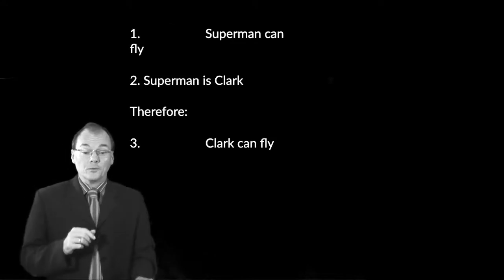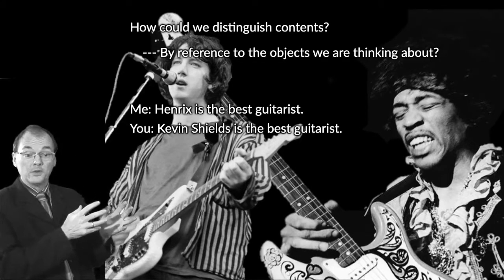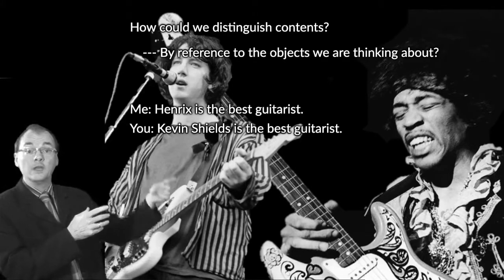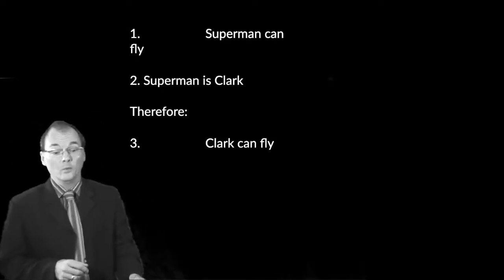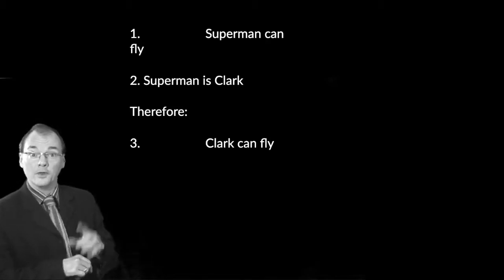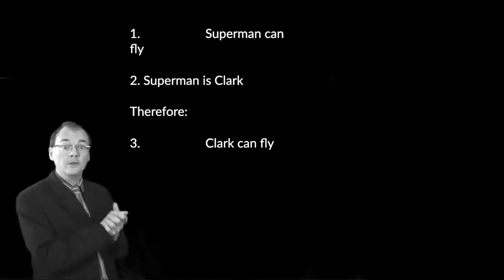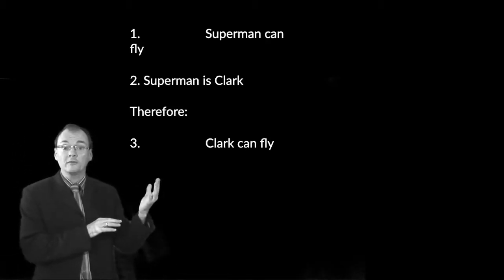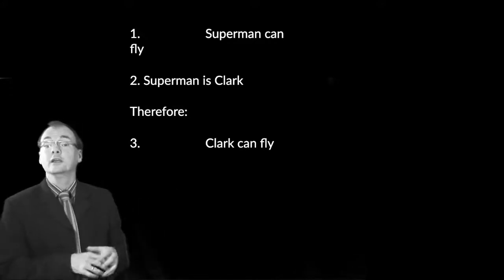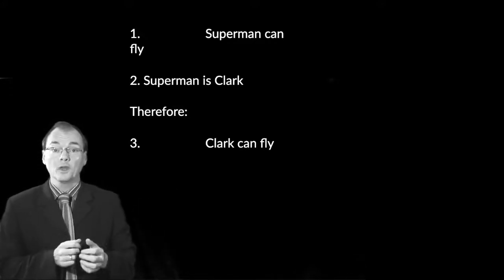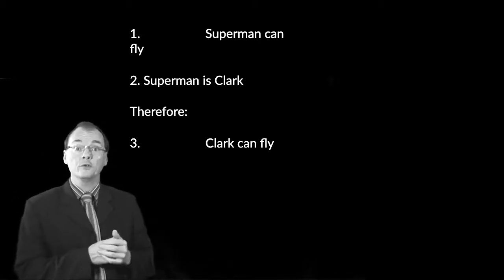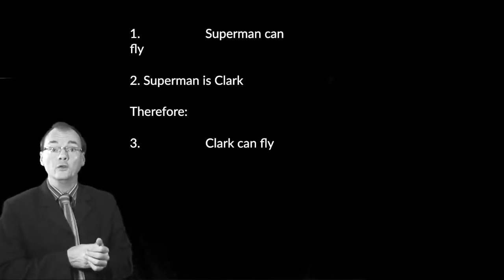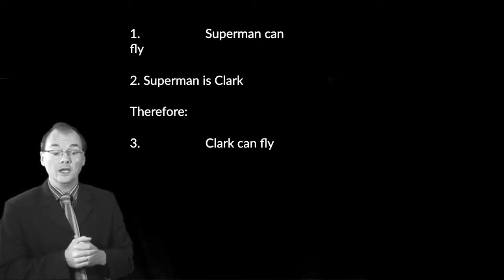So there's a natural and compelling thought: we distinguish the contents of thoughts by reference to the objects that we're thinking about. What could go wrong? Well, here's what could go wrong. I have here for you a logically valid argument. Superman can fly. Superman is Clark. Therefore, Clark can fly. This is not only a logically valid argument, it's the kind of argument that you'll be able to prove when you study first-order logic using a rule called identity elimination.